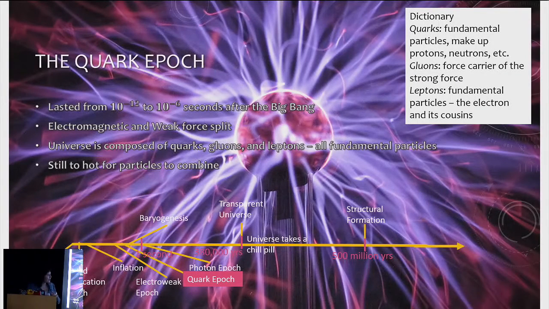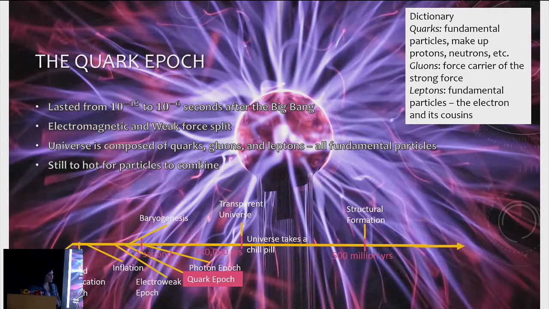So, when it cooled down enough for the electromagnetic force and the weak force to split, to become distinguishable from each other, this was about 10 to the negative 12 seconds after the Big Bang, and lasted until 10 to the negative 6 seconds after the Big Bang. This was called the quark epoch.